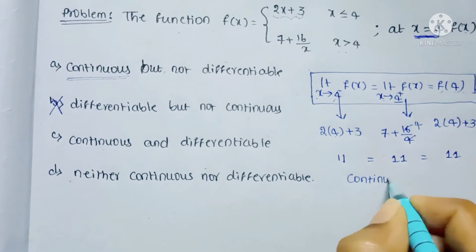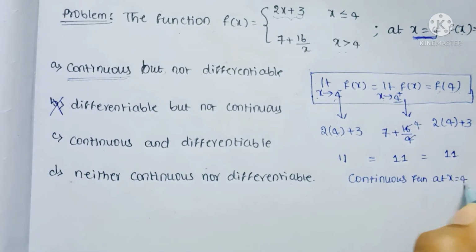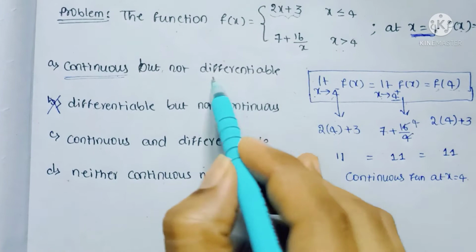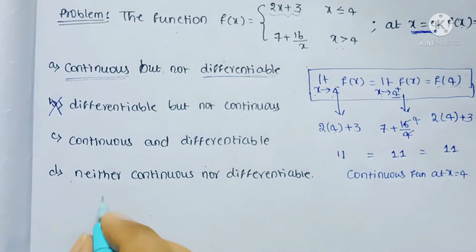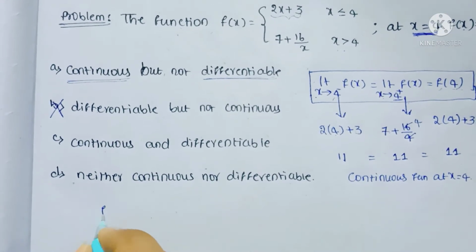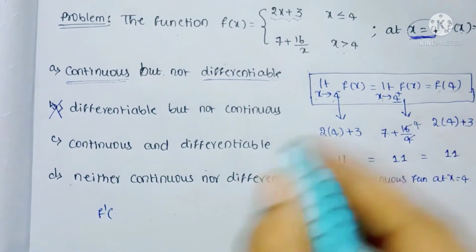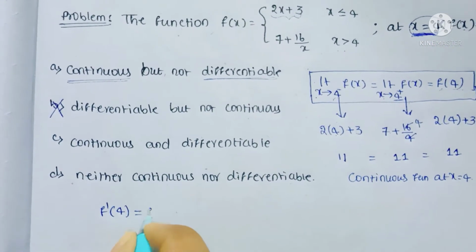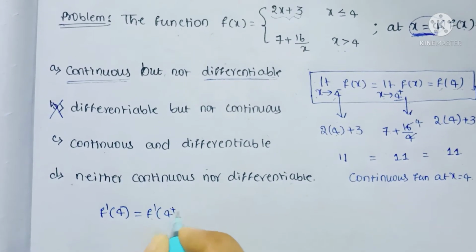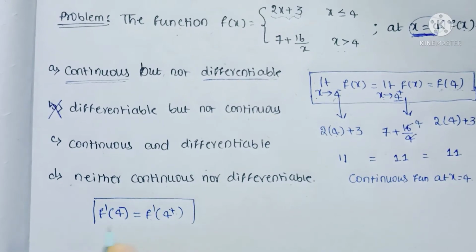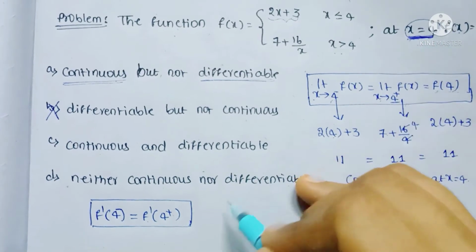That means f of x at x equal to 4 is continuous. Okay, continuous function at x equal to 4. And we have to check whether it is differentiable or not. For differentiable we have to satisfy this condition: they want to know at x equal to 4, f dash of 4 minus equal to f dash of 4 plus. Then this condition is satisfied, and f of x at x equal to 4 is a differentiable function.